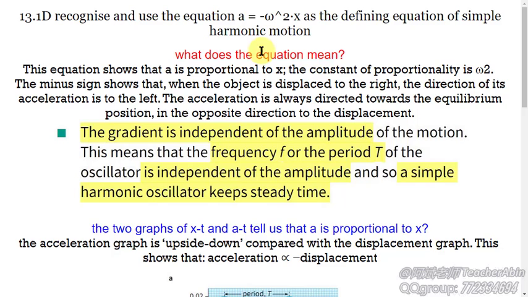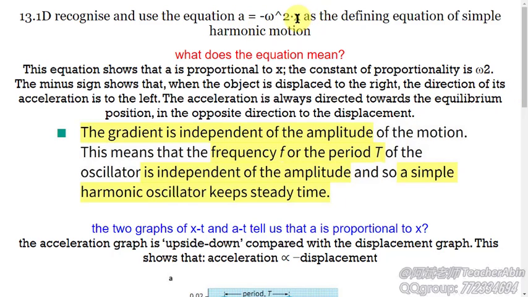For example, if an object in simple harmonic motion oscillates left and right, when the object is displaced to the right, the direction of its acceleration is to the left. So the acceleration is always directed towards the equilibrium position. In other words, the object is always forced to return to its equilibrium position.